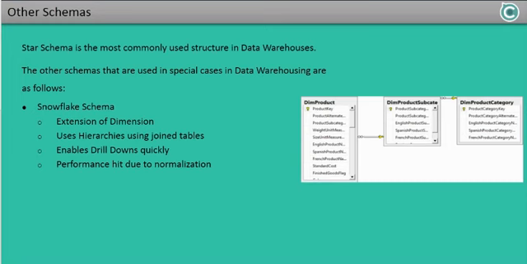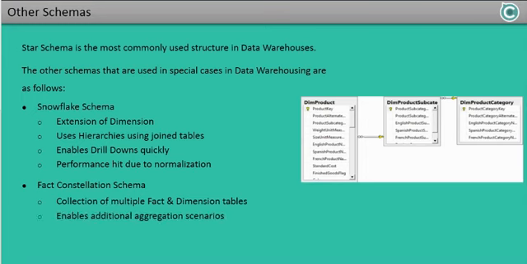The other schema is called a fact constellation schema. In this, rather than a single star, the schema contains multiple star schemas linked to each other, basically forming a constellation. Facts and dimension tables are shared with each other and enable additional aggregation scenarios that are not available when using single star schema structures. However, fact constellation structures are extremely complex to plan, set up, and implement, and examples of these are few and far between.